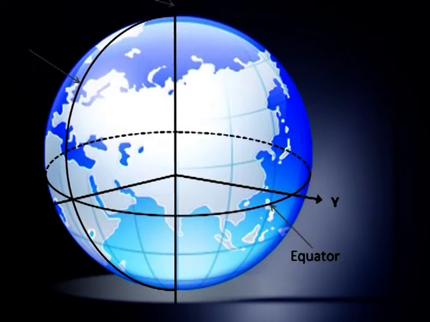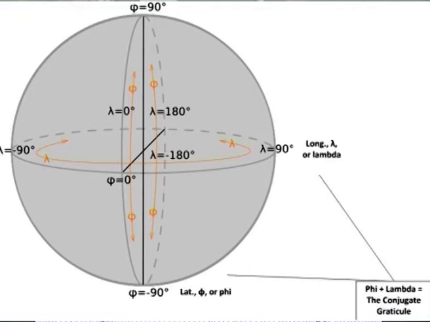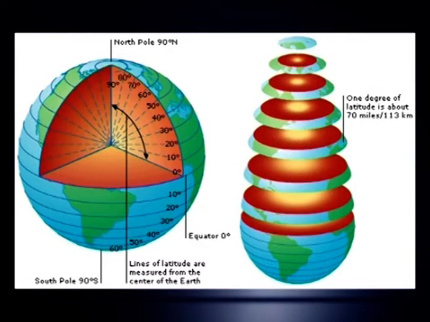Lines of latitude run parallel to the equator and divide the Earth into 180 equal portions from north to south or south to north. The reference latitude is the equator and each hemisphere is divided into 90 equal portions, each representing 1 degree of latitude. In the northern hemisphere, degrees of latitude are measured from 0 at the equator to 90 at the north pole. In the southern hemisphere, degrees of latitude are measured from 0 at the equator to 90 degrees at the south pole.